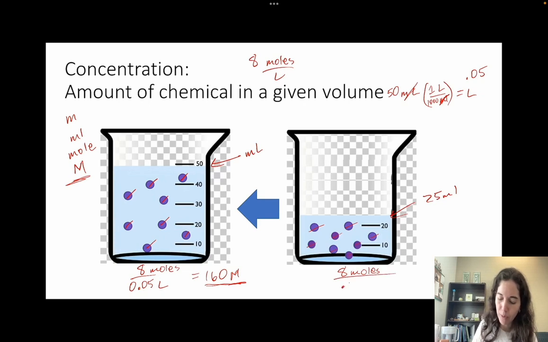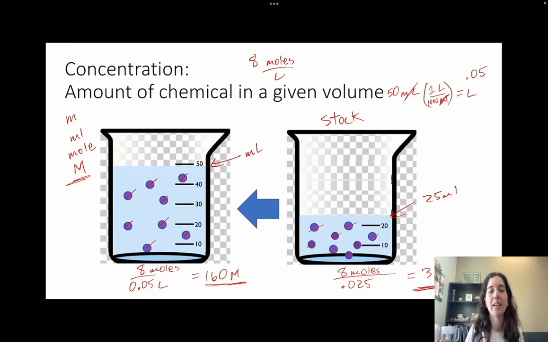And so this would be 0.025, which is now going to be twice as concentrated. So we're going to see 320 here instead because we cut the solvent in half. A lot of times we'll use a technique like this in lab to reduce concentration. We go from a stock that has a high concentration like this, and we'll cut it in half, right, to make it weaker so that it's easier or safer for us to work with. This is why molarity is really important.